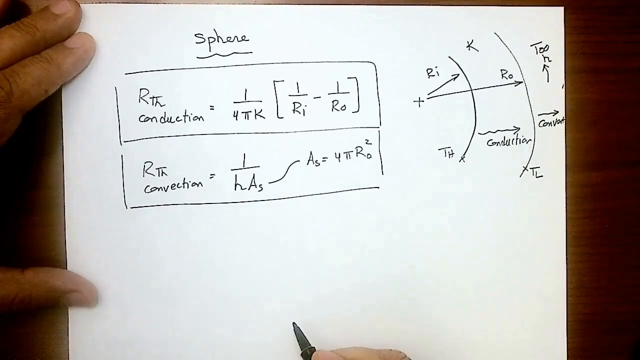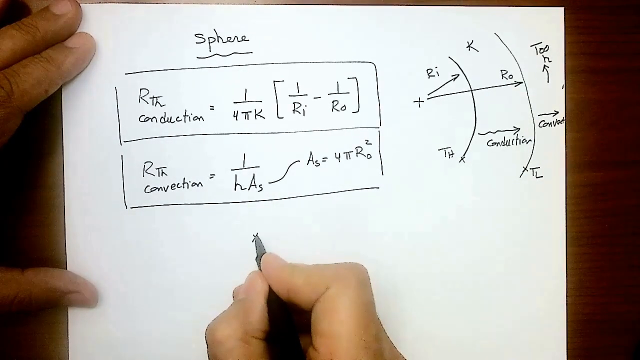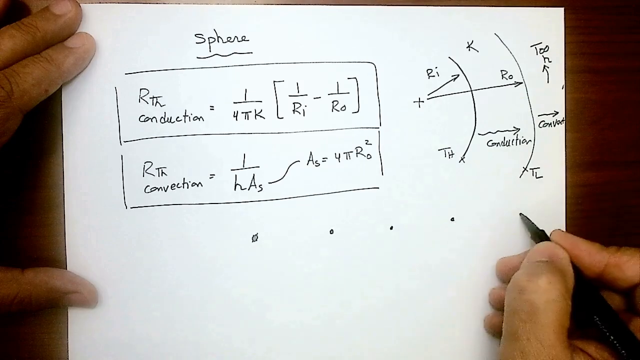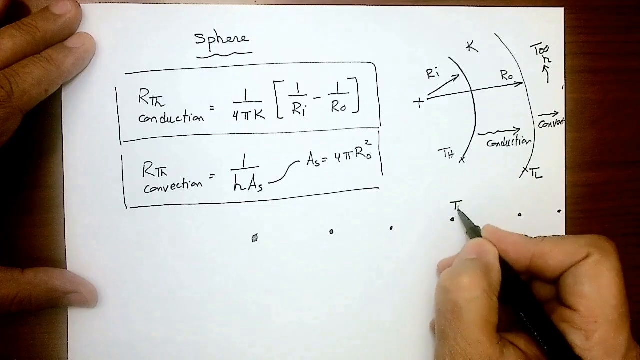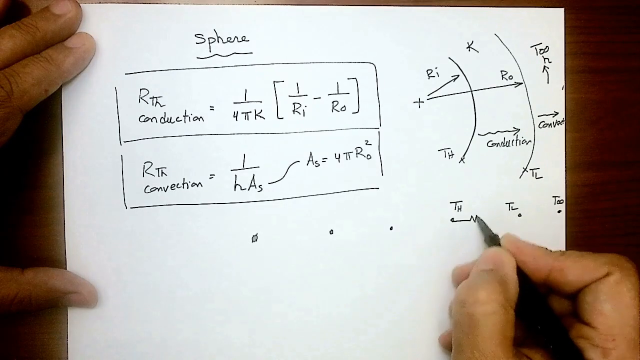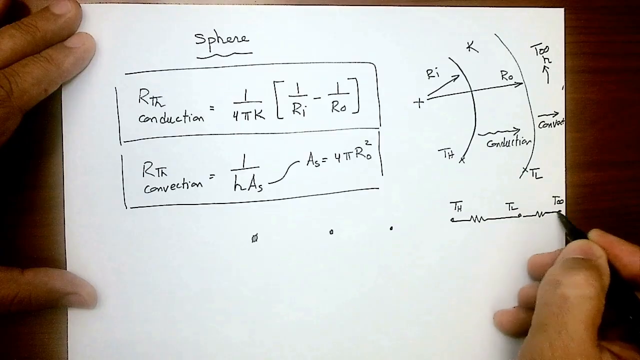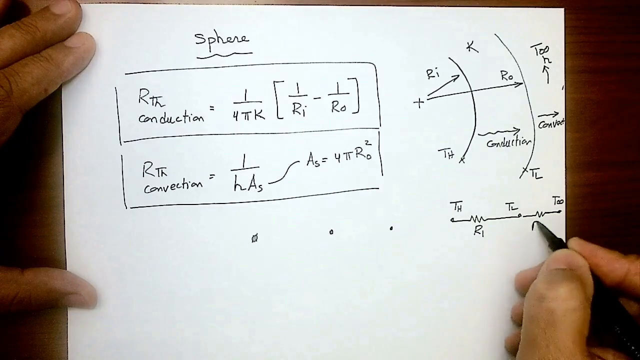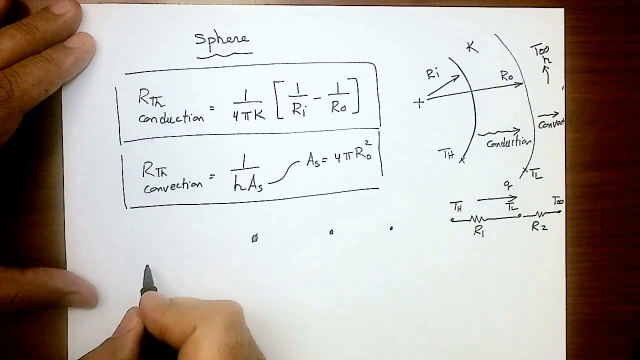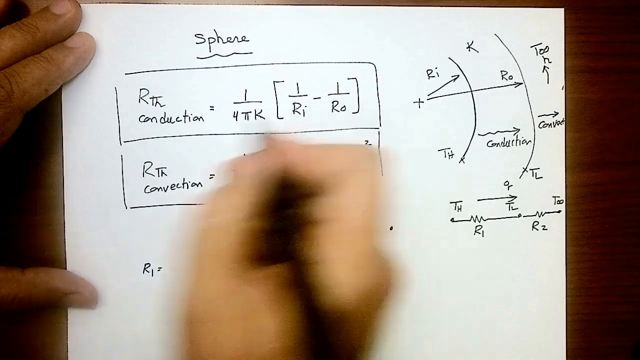How are you going to present that problem here? Very simple. How many temperatures do you have? 3. TH, TL, T infinity. Let's do it actually here. How many resistances do you have? 2. R1 is conduction. R2 is convection. I have Q going through. How do you calculate R1? R1 will be this equation here.